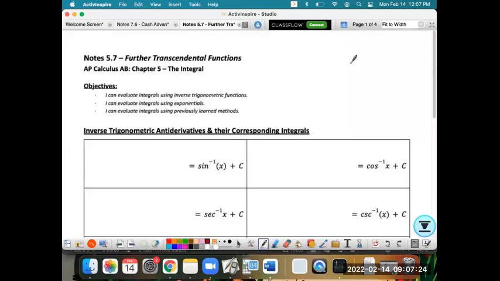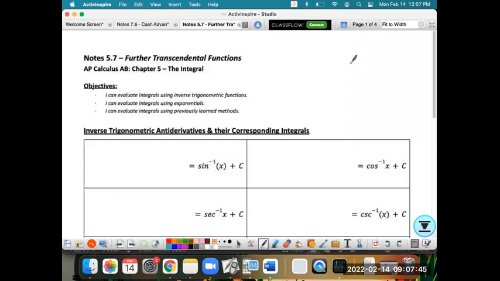All right, so in this set of notes, we are going to be talking about integrating integrals whose antiderivative would be the inverse trigonometric functions, integrating general exponentials, and integrating functions whose antiderivative would be the natural log.